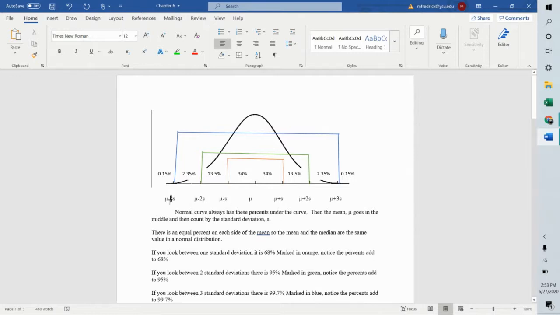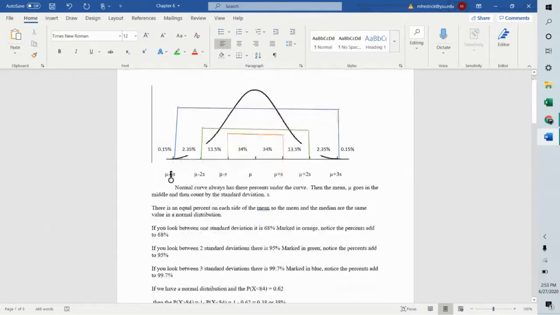So whatever your standard deviation is, that's the unit you're counting by. You can think of it as a number line, and you count by your standard deviations. The mean always goes in the middle. So with a normal curve, the mean and the median should be the same value.